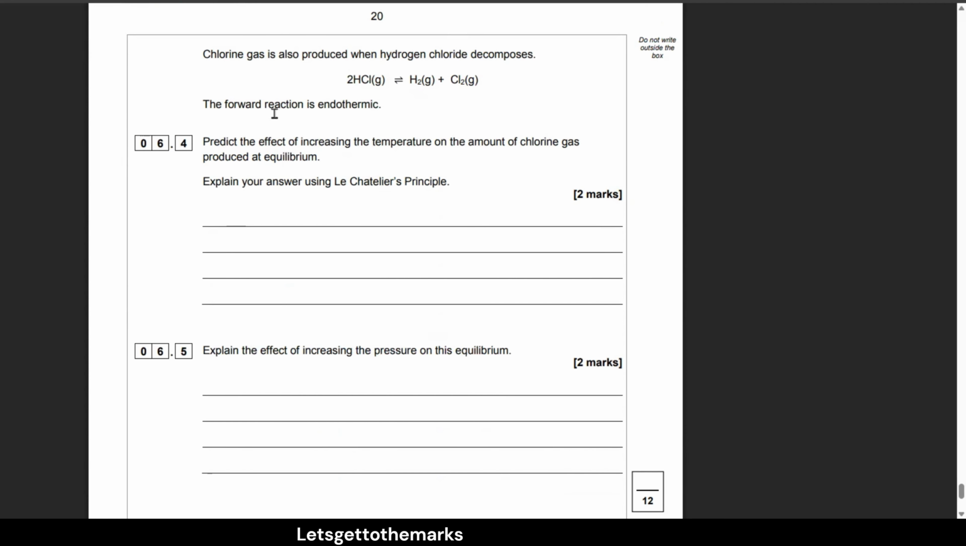Okay, what you need to do with these is when you see that the reaction is endothermic, whenever they say a reaction is endothermic, or they're talking about this, the right-hand side.